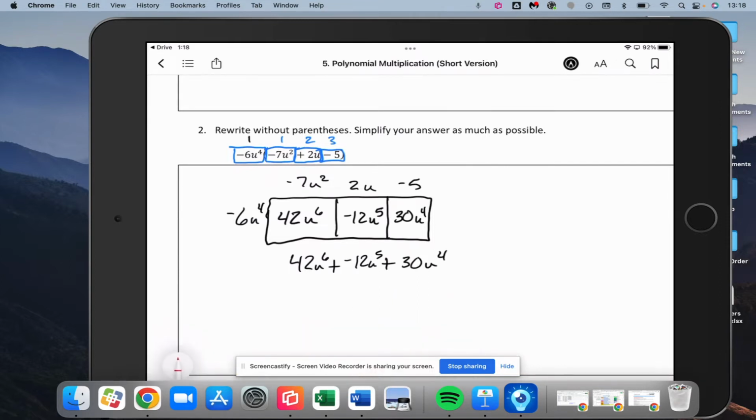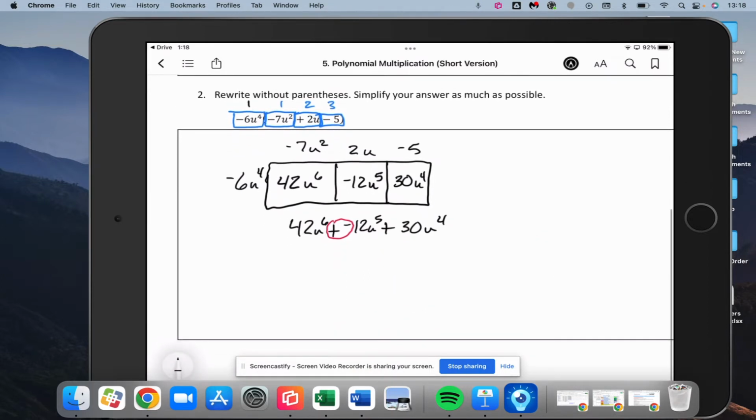Now we see that I have a conflict right here. I have a plus and a positive and a plus and a minus, or a positive and a negative, however you want to say it, next to each other. And we need to clean that up. That is going to make a minus sign. So we will have 42u to the power of 6 minus 12u to the power of 5 plus 30u to the power of 4.